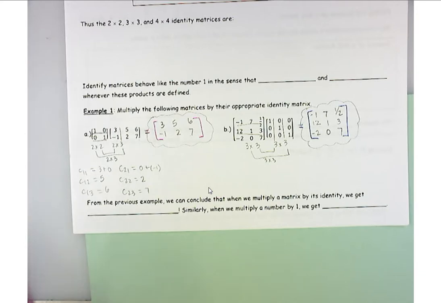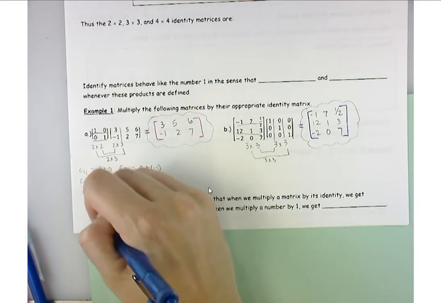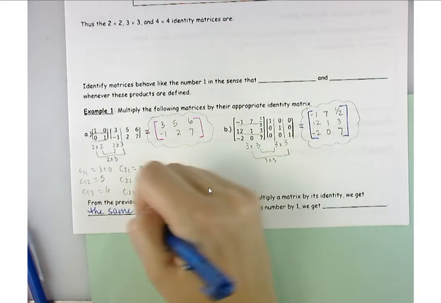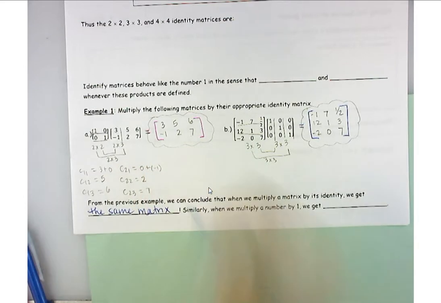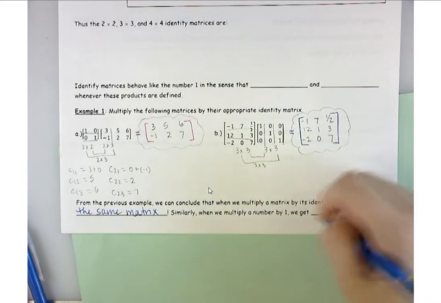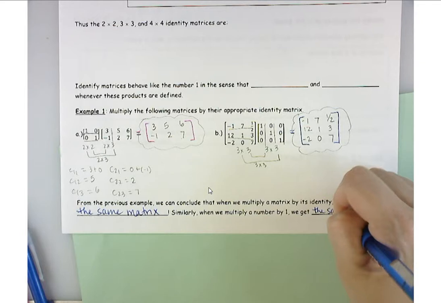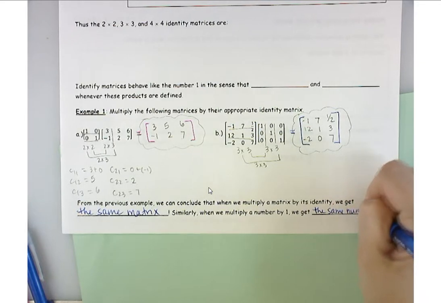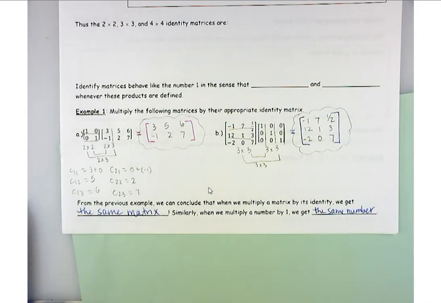Okay, so from the previous example, we can conclude that when we multiply a matrix by its identity, we get the same matrix. Similarly, when we multiply a number by 1, we get the same number. Alright, so that's just one of the reasons why the identity is cool.